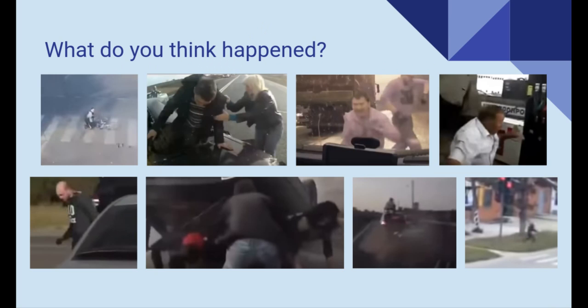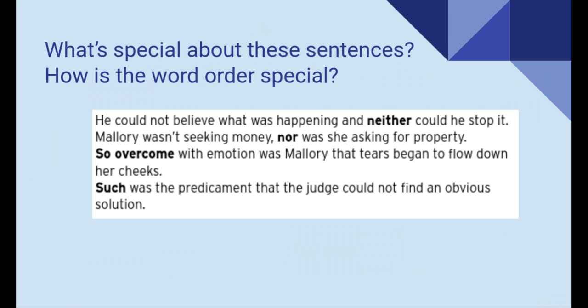Okay, great, guys. Now, read these sentences. What is special about them? How is the word order special after the words neither, nor, so, and such? Now, if you remember, we're going to use an inversion, which basically is to change the order between the subject and the verb or the subject and the auxiliary verb. We're going to change positions. Neither could he, nor was she. So overcome was Mallory. Such was the predicament.